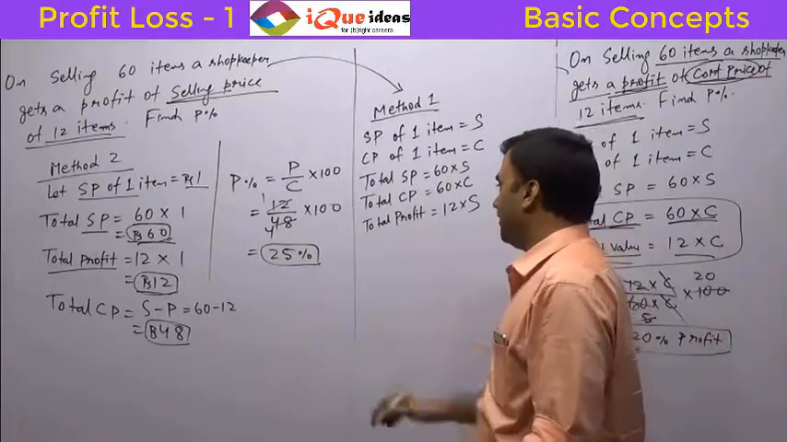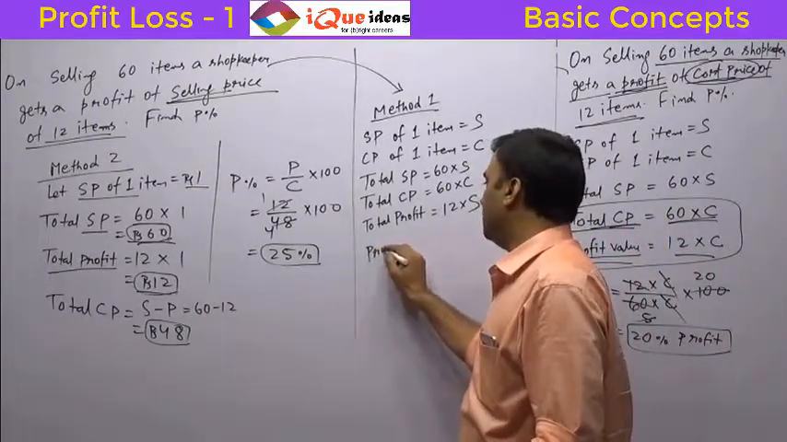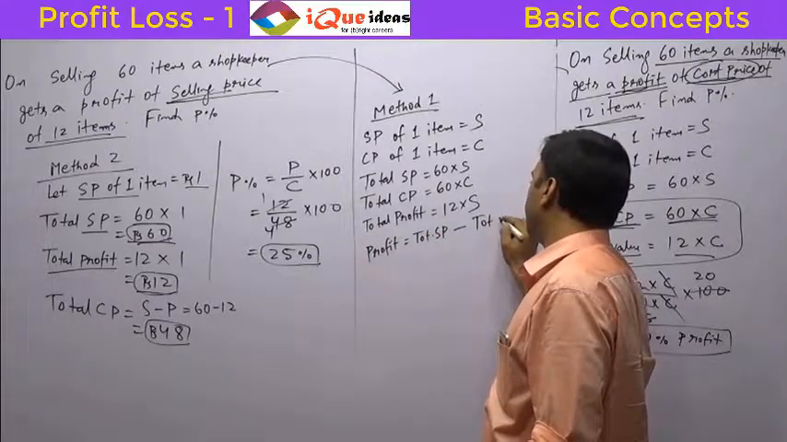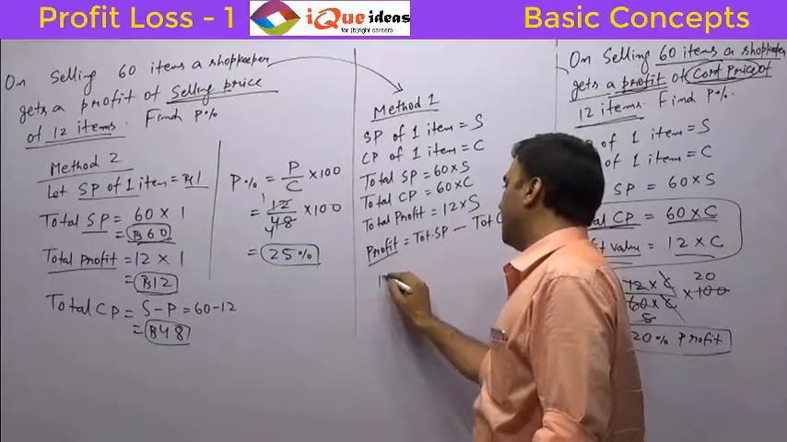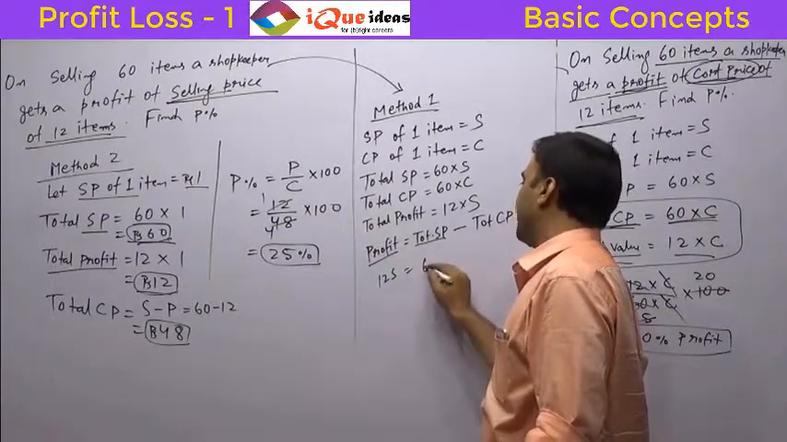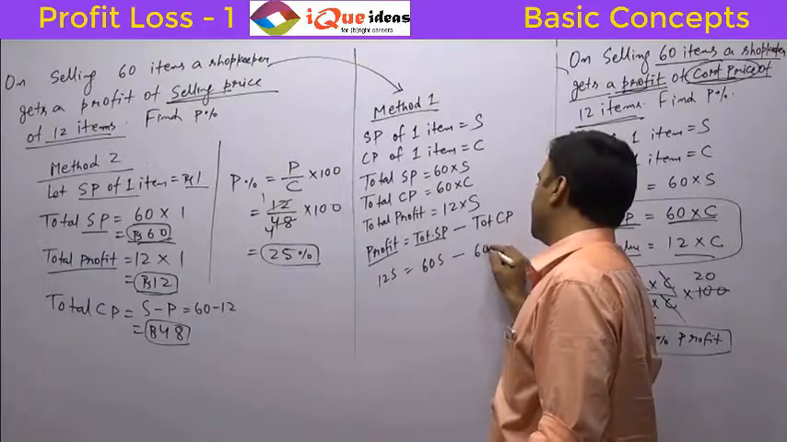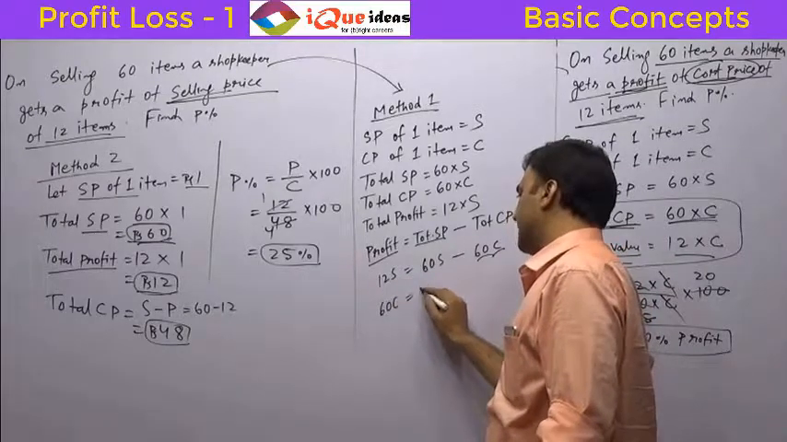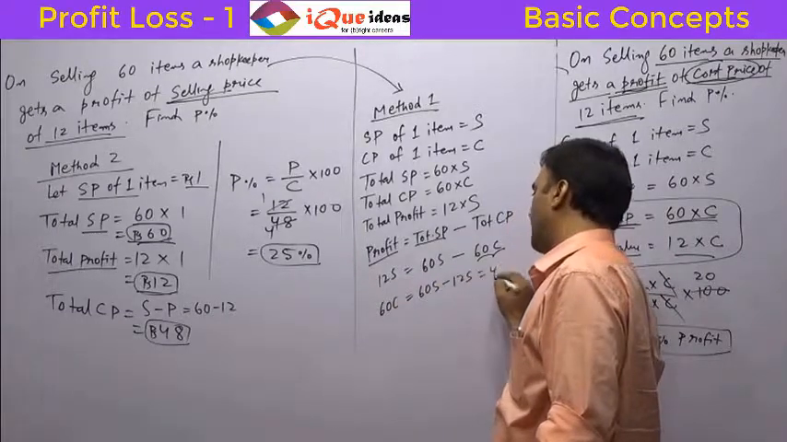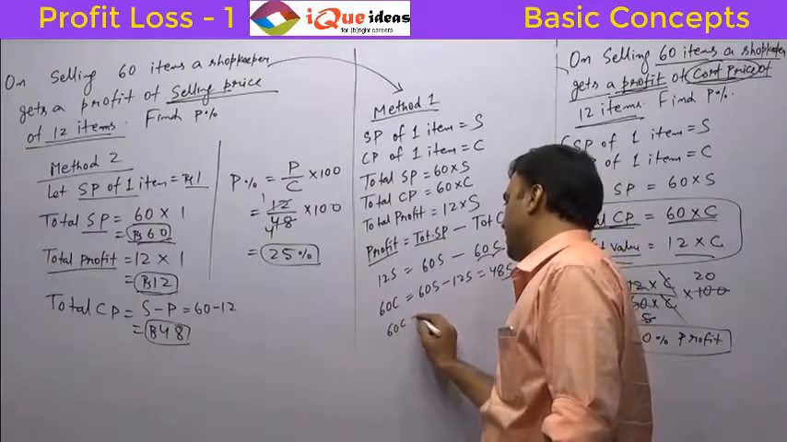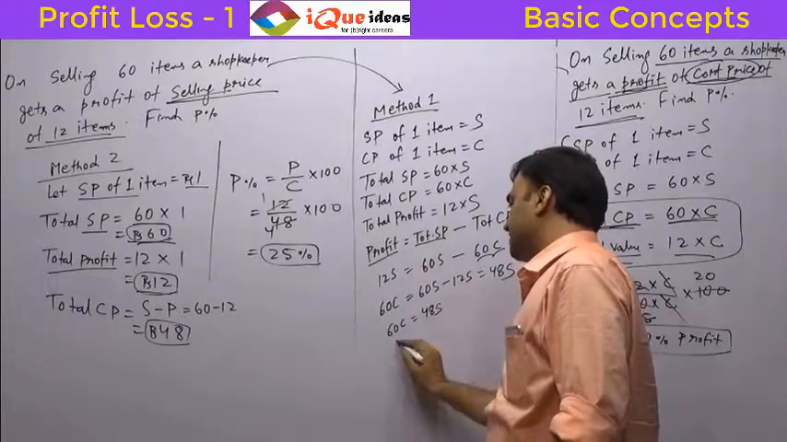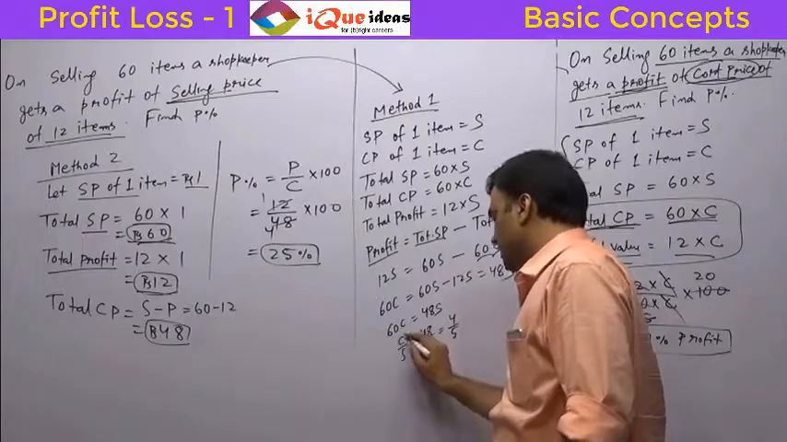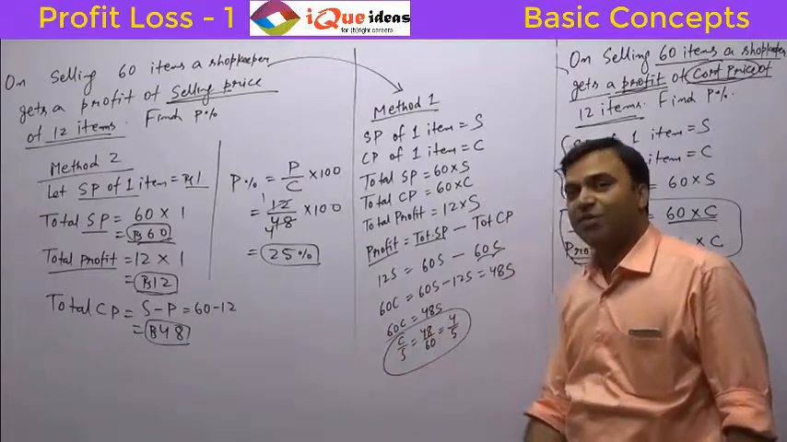So what we will have to do is, we know that the profit value is equal to total selling price minus total cost price. So in place of profit, we write 12S. In place of total selling price, we write 60S. And total cost price is 60C. So take this 60C to the other side. And it will be equal to 12S to this side. So 60S minus 12S, which is 48S. So we have 60C equal to 48S. This gives us C upon S equal to 48 upon 60, which is 4 by 5. So we get the ratio of cost price and selling price as 4 by 5.